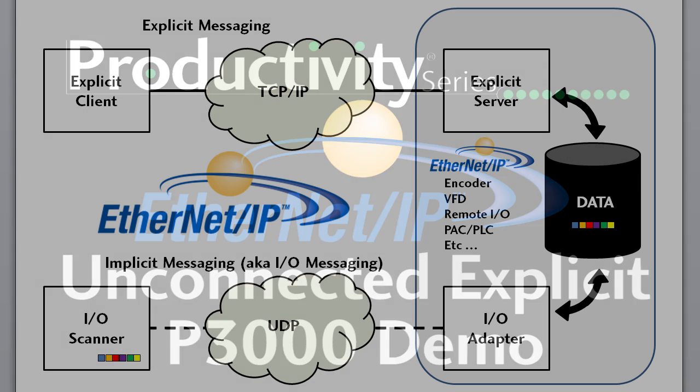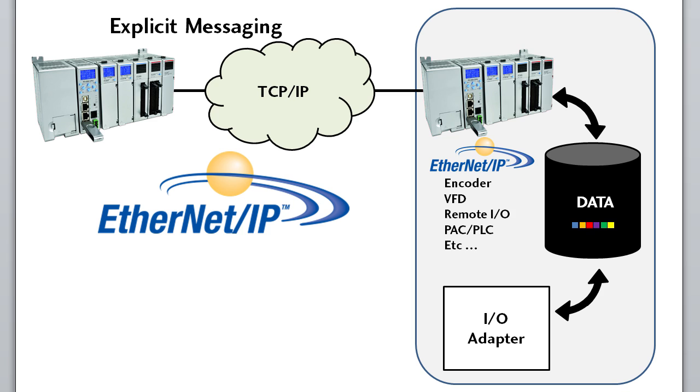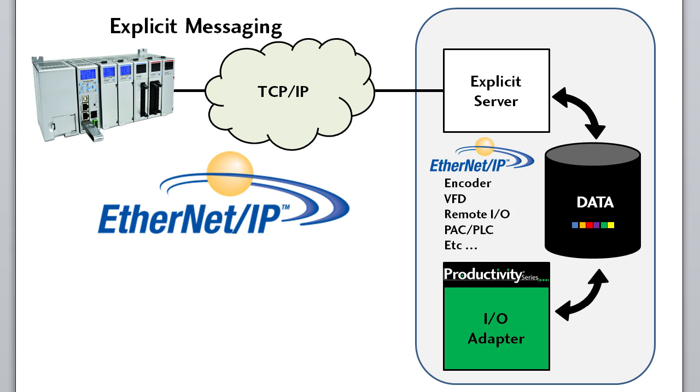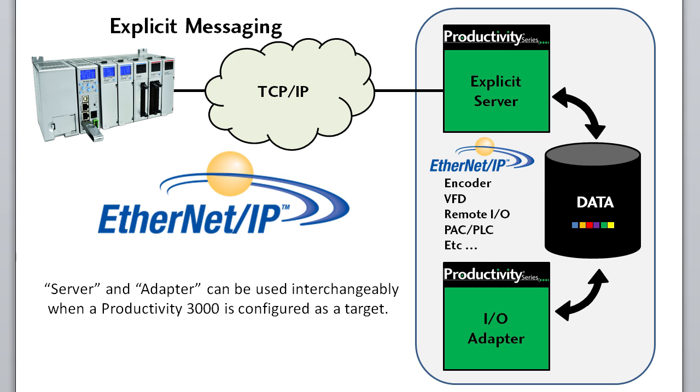In this video, we'll use Explicit Unconnected Messaging to transfer data between two Productivity 3000s. When a Productivity 3000 is configured as a target, it can handle both the implicit adapter and explicit server messaging. In fact, it can do both at the same time. So if you've already watched the implicit adapter video, then you've already seen how to set up the Productivity 3000 as a server. See that video for details, but here's a quick recap.